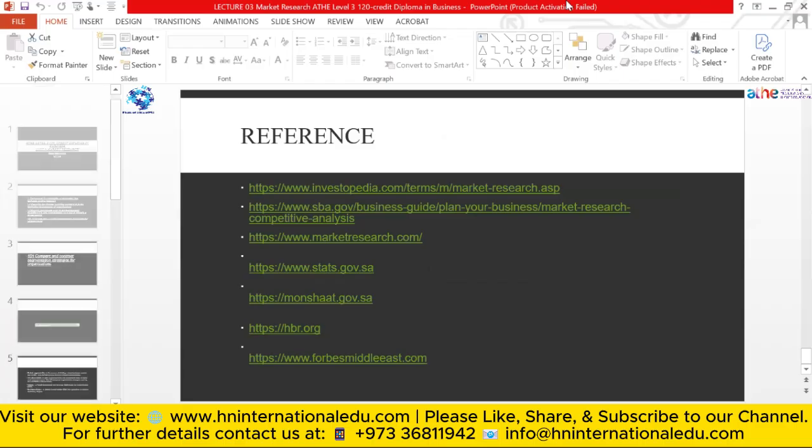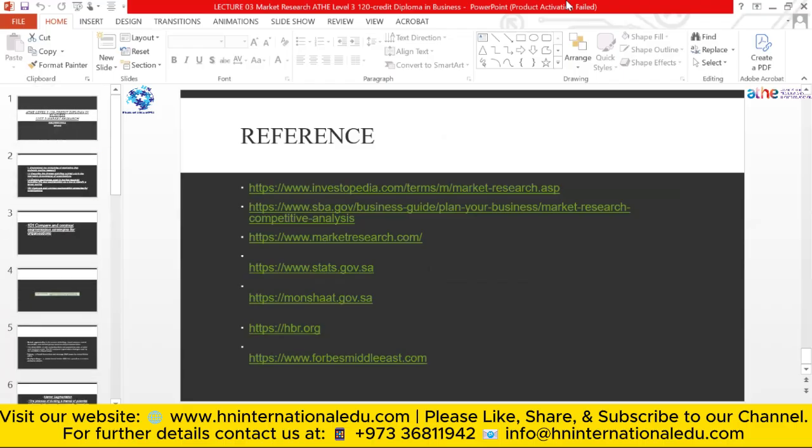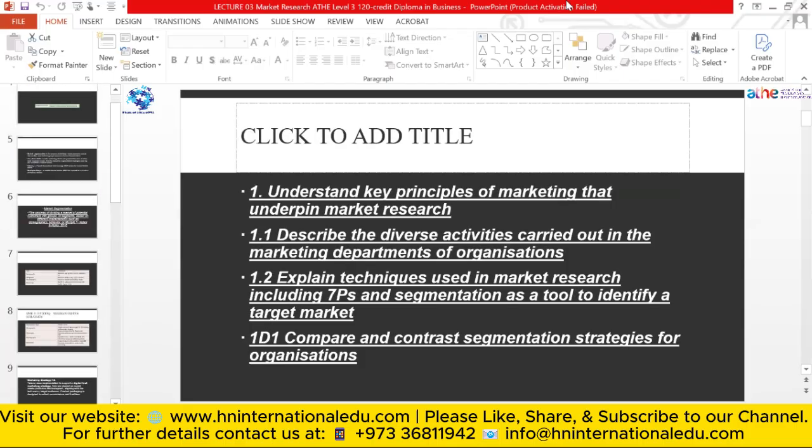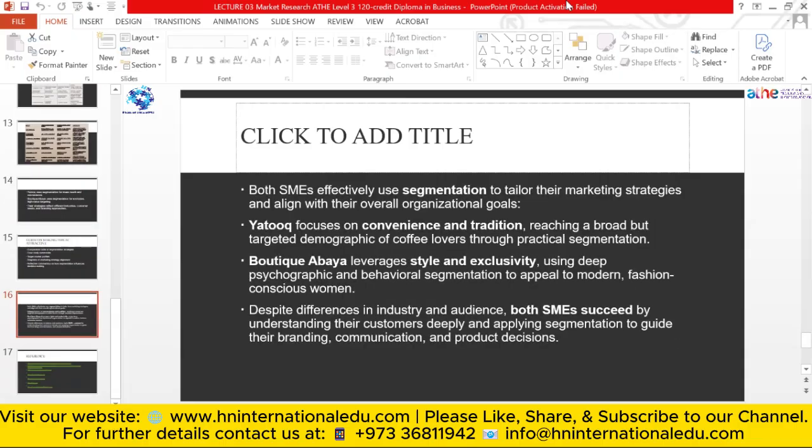So that was... Ma'am, can you explain that part again? Which one? Yes. Okay. Which point or the piece, right? Boutique abaya and despite differences. Okay, okay. This one, right?